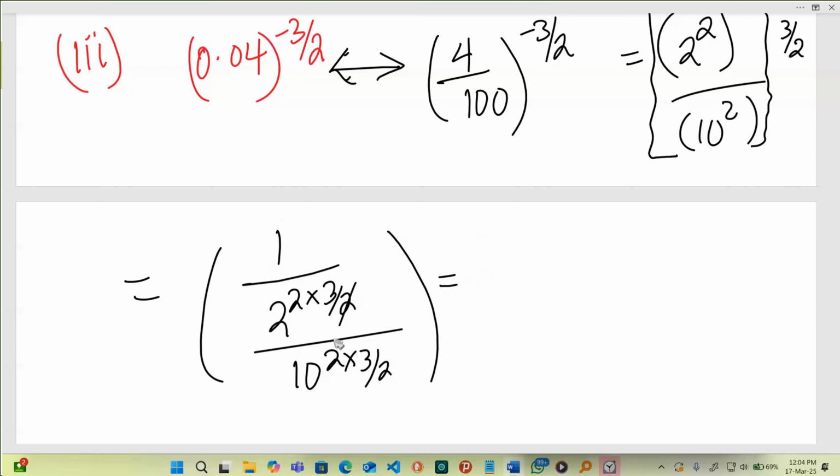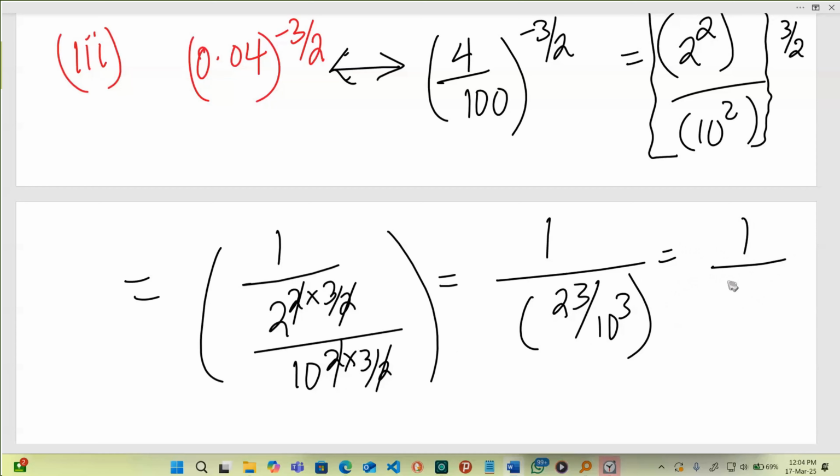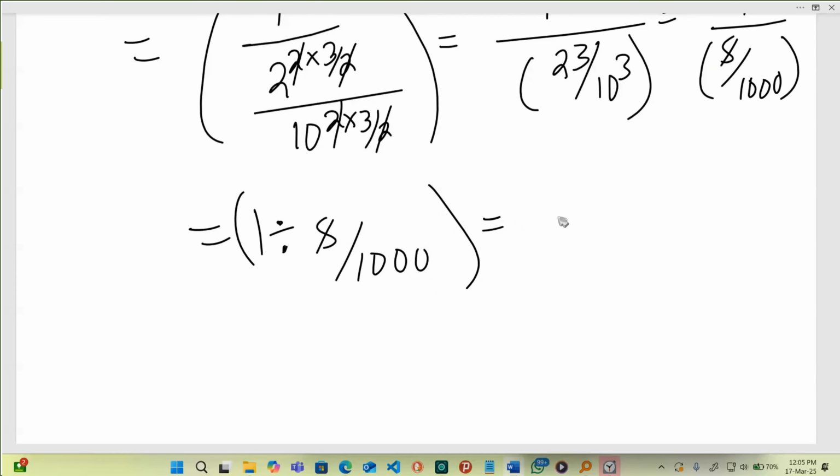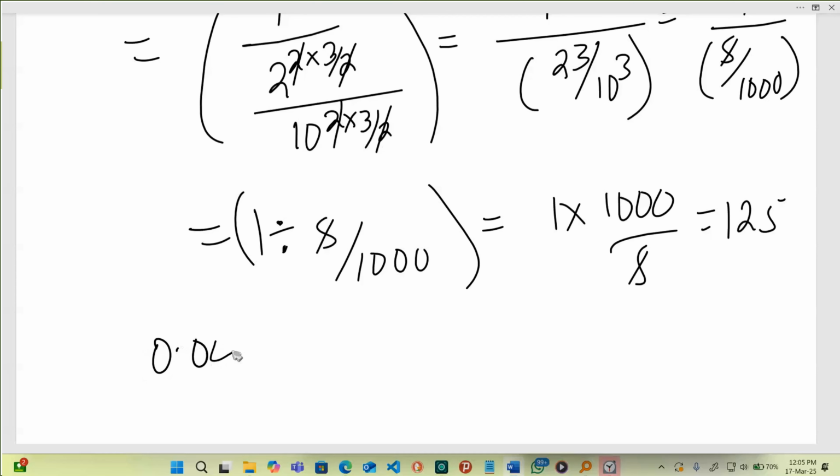This and that will go. I will have 1 divided by 2 to power 3. And that is going to be 2 to power 3 divided by 10 power 3. This is the same as saying 1 out of 8 divided by 1,000. And this will become 1 divided by 8 out of 1,000. This becomes 1 times 1,000 out of 8. And this is 125. So it means if I have 0.04 raised to a power of negative 3 out of 2, it is the same as saying I have 125.